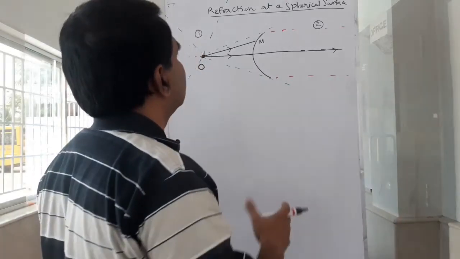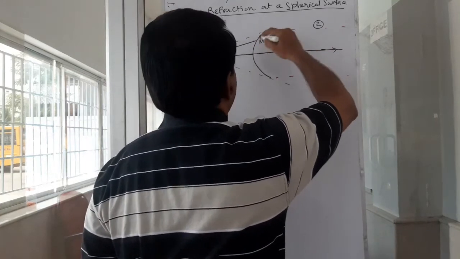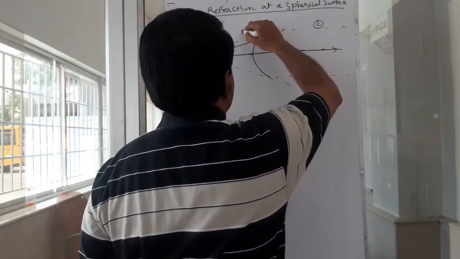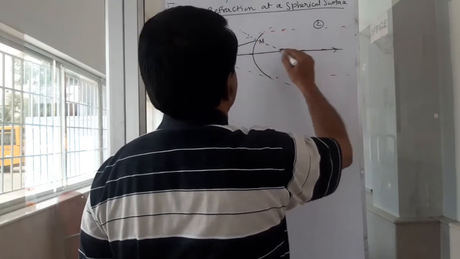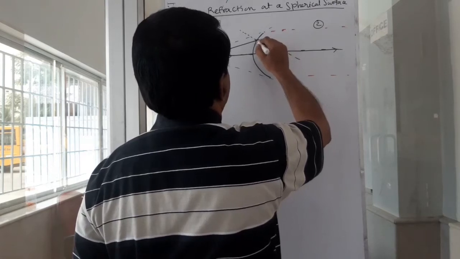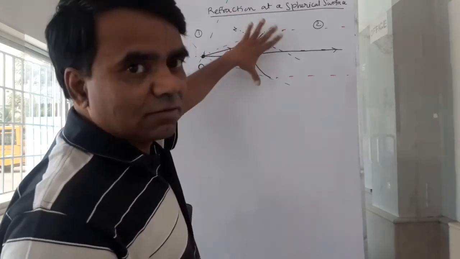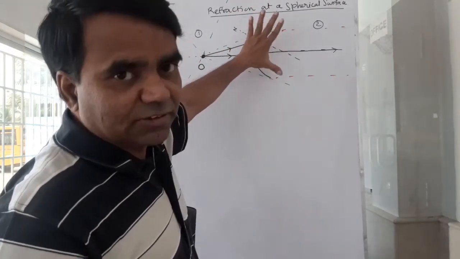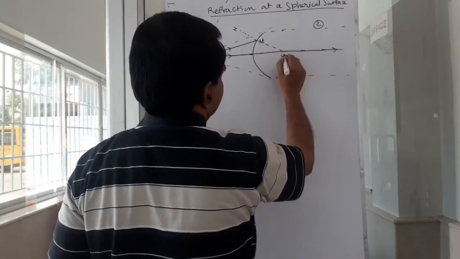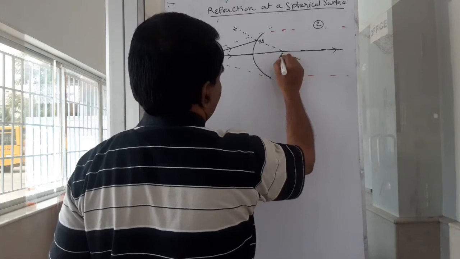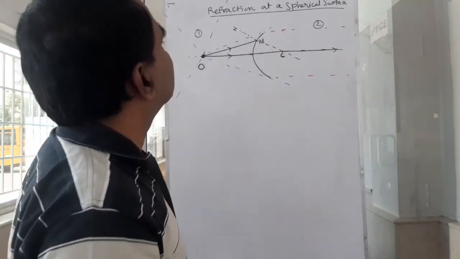So what does the law say? It says that you need to find the incident angle, right? So for that I require a normal. So this normal at this point will go somewhere like this. So this is going to be the normal. Notice that the normal is actually the radius of the sphere, correct? So it will go through the center. So this will be the center of the spherical surface, that is C.